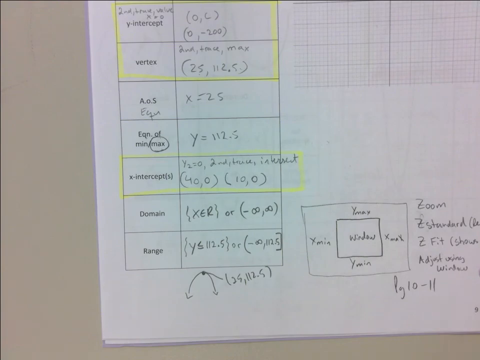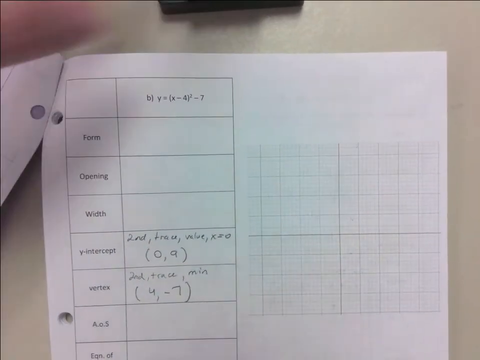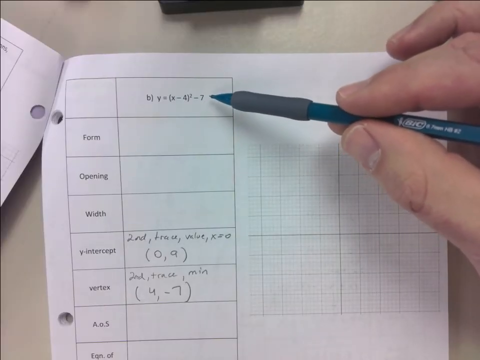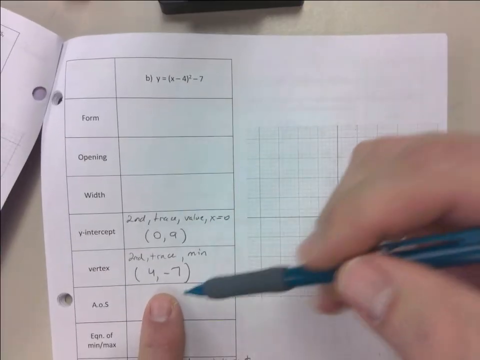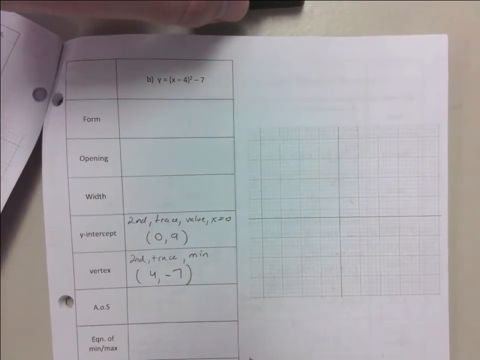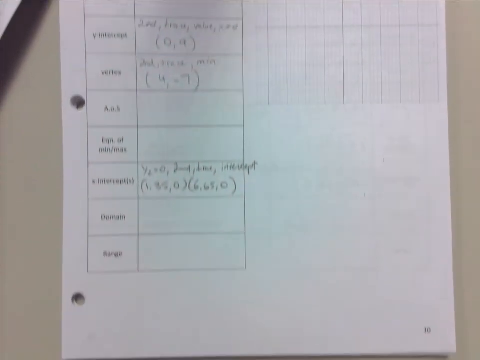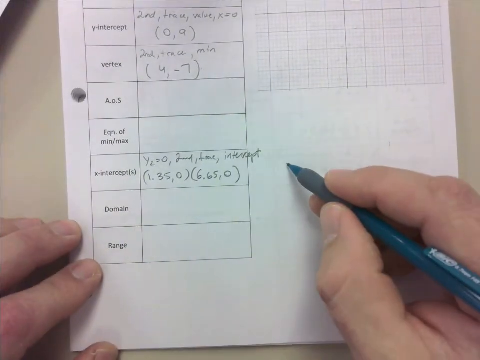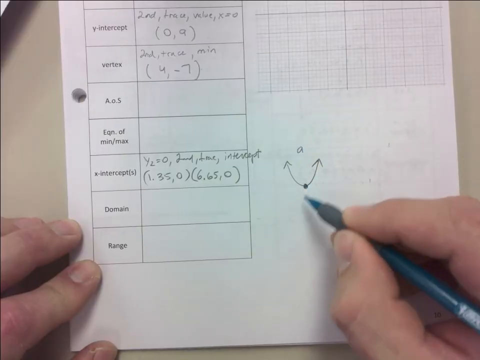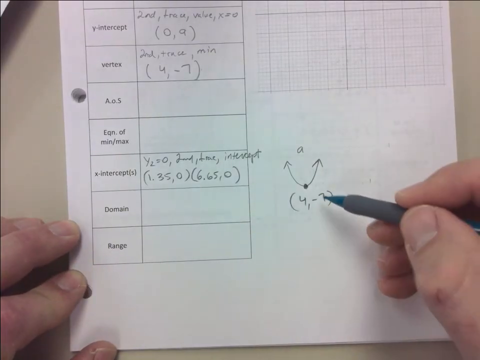Next one. This one over here on page 10. Just based on this equation, we figured out the vertex already. So, how do we state the domain and range for this particular function? We know it's pointing up because a is positive. We know that vertex location.